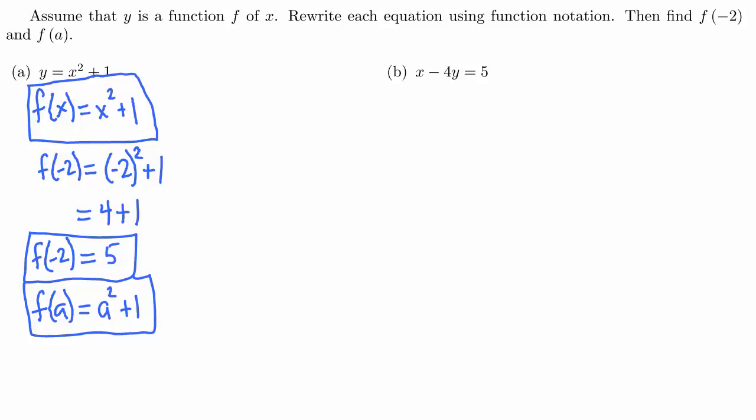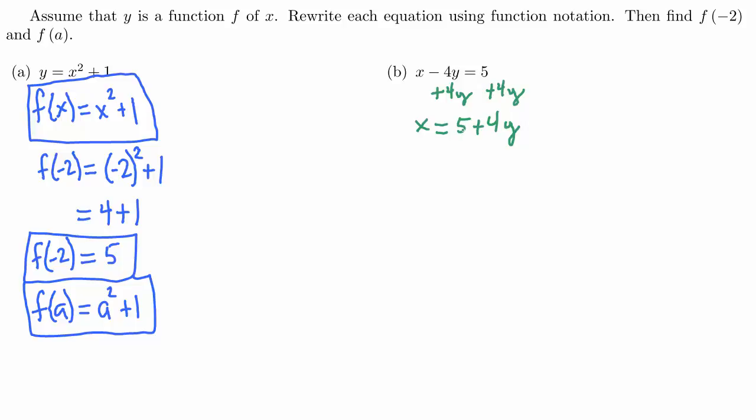Next, let's look at letter B. Letter B is not solved for y, so that's actually what I want to do first. To do that, I can do a couple of things. I can add 4y first, or I can subtract x. It doesn't really matter. I'm going to add 4y first. Most people probably wouldn't choose this, but just because I want to, here's what I'm doing. So here we have x equals 5 plus 4y.